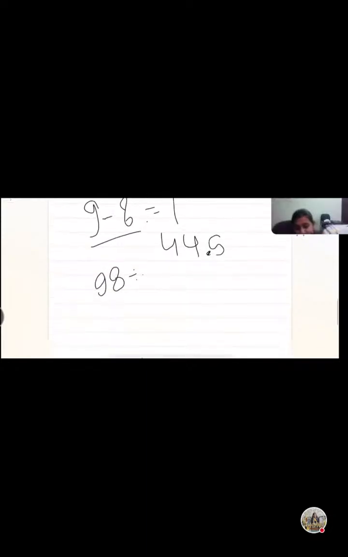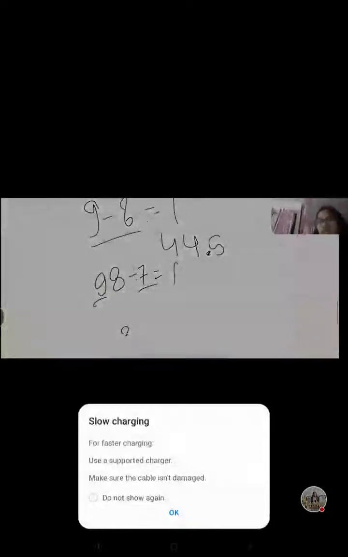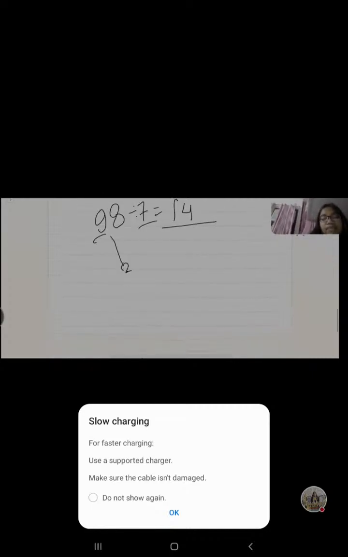98 divided by 7. Now it's not fully divided by 7, but still we'll do it so that you know. 9 divided by 7 is 1. We'll get a remainder of 2. Now we'll add it here. 28 is divided by 7. Yes, it is divisible by 7. So we'll get the answer as 14. 14 is our answer, okay?